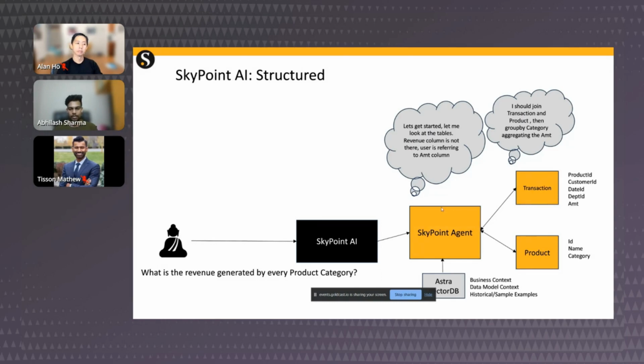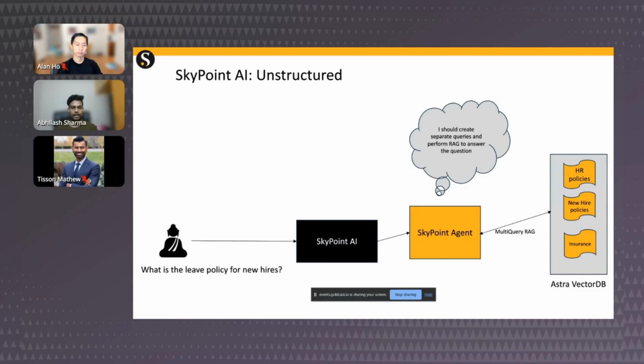And for guided generation, it is very important that we have business context, data model context, and historical examples injected based on the prompt dynamically at runtime. For that, we use a vector DB like Astra to inject those contexts so that it has enough business context to guide and generate the right SQL query.